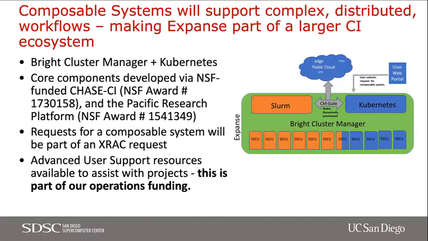Similarly, we are also looking at composable systems. This is so that we can expand beyond the boundaries of what's available on Expanse as hardware. For example, you may have some pieces that are available on Expanse, some pieces that are available on a public cloud or a different resource. What we are trying to do on Expanse is to carve out some of the nodes, set up a Kubernetes cluster on that, and then federate with other Kubernetes resources outside of the system.